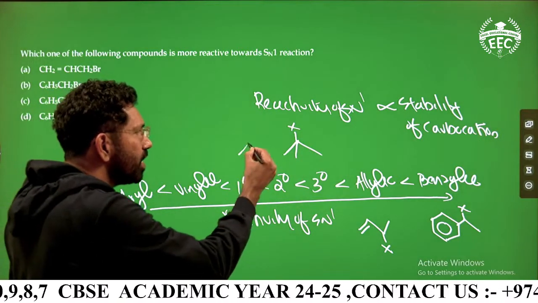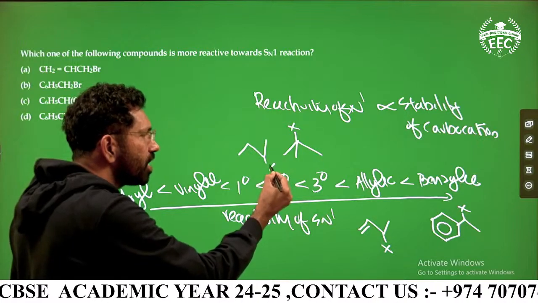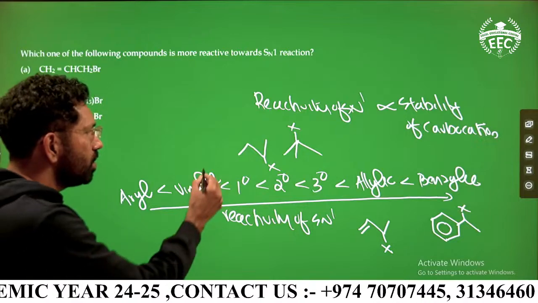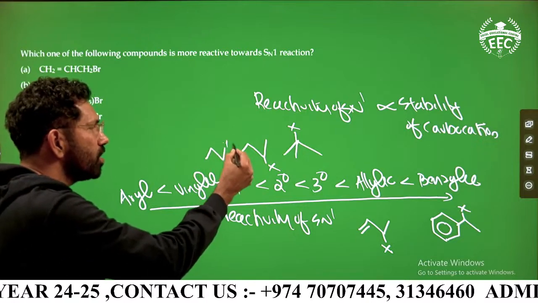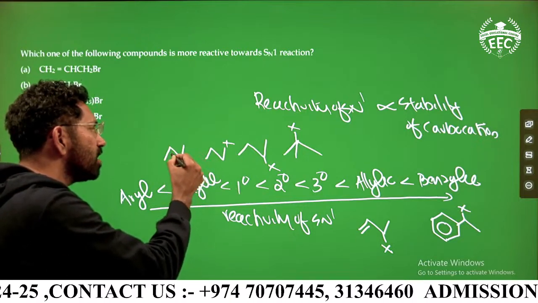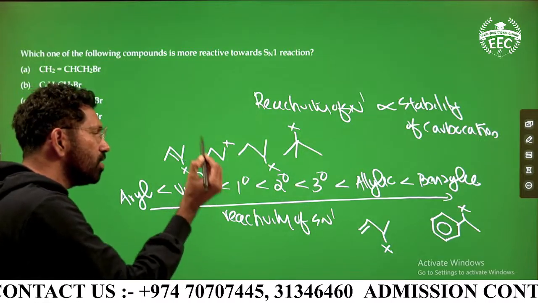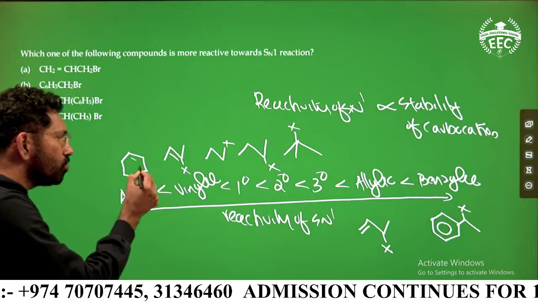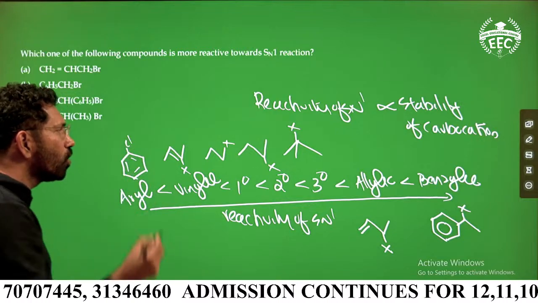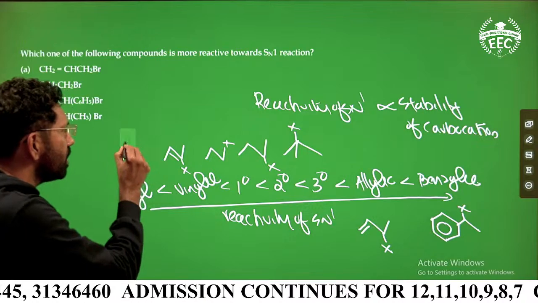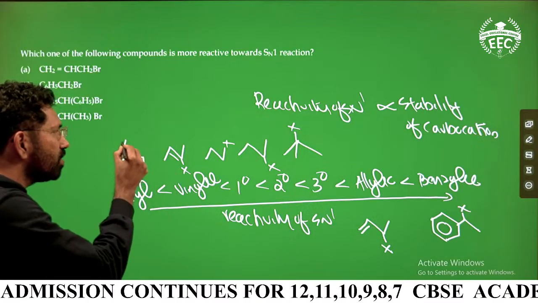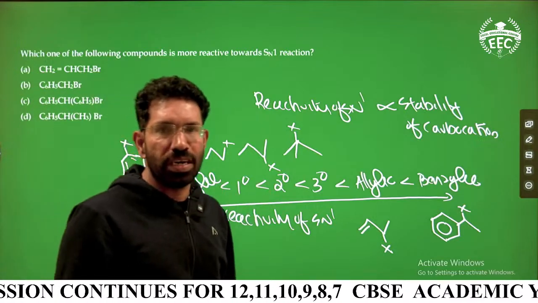This is secondary: the halogen is connected to a carbon which is connected to 2 other carbons. This is primary. This is vinylic: the halogen is connected directly to the double bond. This is aryl: the halogen is connected directly to the benzene ring. This is the order of reactivity of SN1.